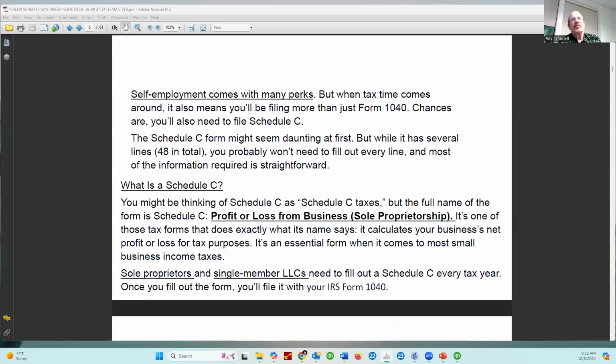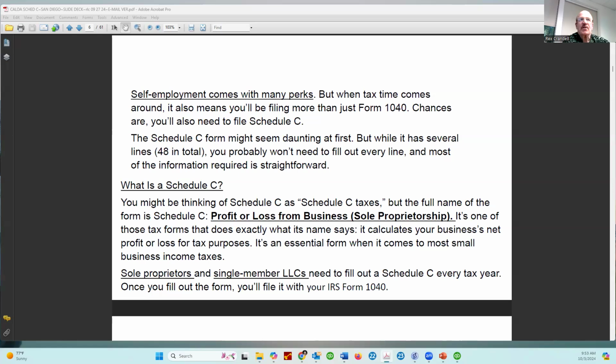Self-employment comes with many perks, but when it comes to tax time, it means you'll be filling out more than just the 1040. Chances are you'll also need to file a Schedule C. The Schedule C form might seem daunting at first, but while it has several lines, 48 in total, you probably will not need every line, and most of the information required is straightforward.